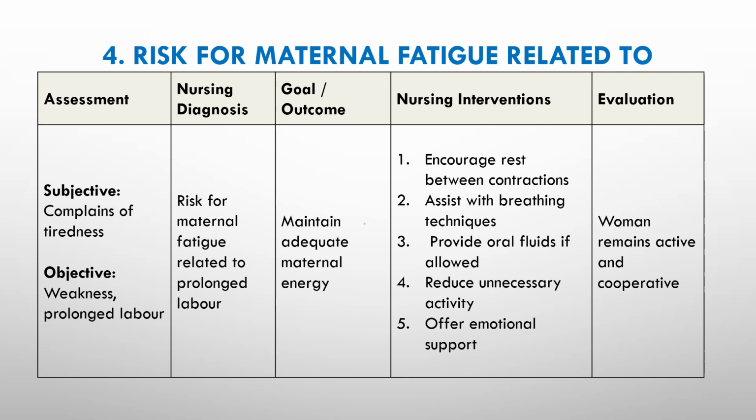The main goal of nursing care is to maintain adequate maternal energy so that the woman can actively participate in labor. Nursing interventions include encouraging the woman to rest between contractions, assisting her with proper breathing techniques to conserve energy, providing oral fluids if allowed to prevent dehydration, reducing unnecessary physical activity, and offering emotional support to motivate and reassure her. Evaluation is done by observing that the woman remains active, cooperative, and able to cope with labor without excessive exhaustion.